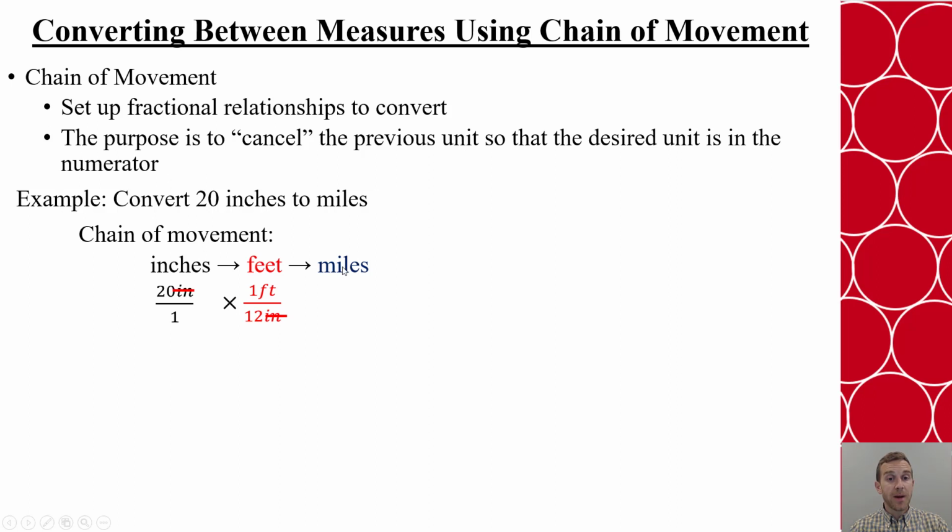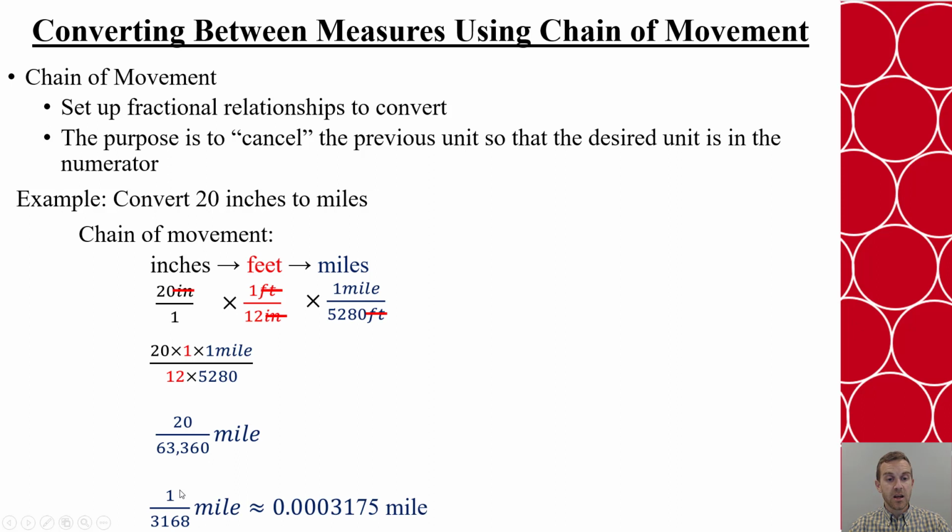Now I'm going from feet to miles. Miles is what I want, so that should be in the numerator. So that's 1 mile to 5,280 feet. And this allows the feet to simplify to 1, leaving me only with a single unit of miles. Now I can multiply my numerators, 20 times 1 times 1, and that's mile in the numerator, and then my denominators, 1 times 12 times 5,280, which is just 12 times 5,280. That will simplify to 20 over 63,360 of a mile, which, when simplified again, goes to 1 3,168th of a mile. And so again, 20 inches is 1 3,168th of a mile.